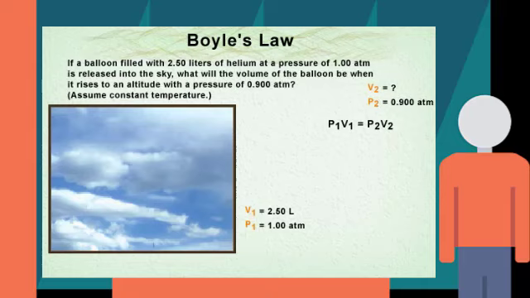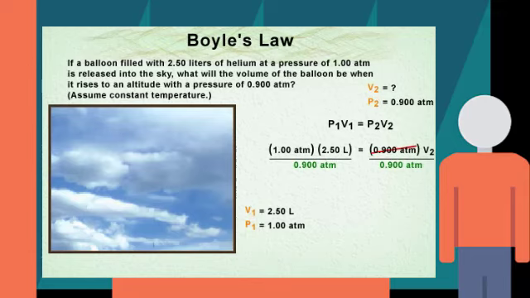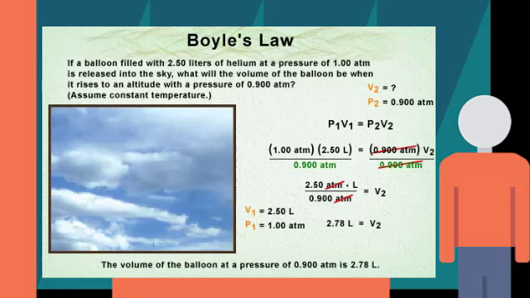Now that you have the values of three variables, substitute them into the equation and solve for V2. Solving for V2, you get 2.50 liters times 1 atmosphere divided by 0.900 atmosphere. Doing the math, you will find that the volume of the balloon at a pressure of 0.900 atmospheres is 2.78 liters.